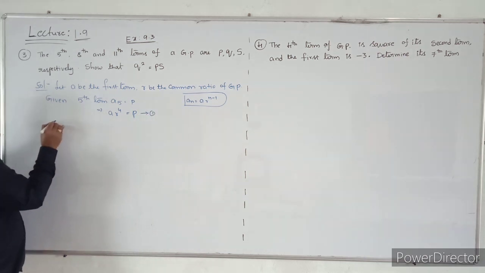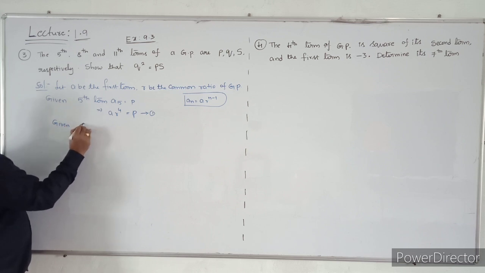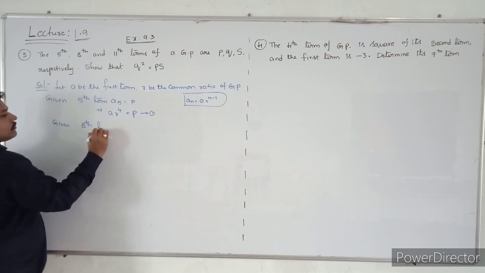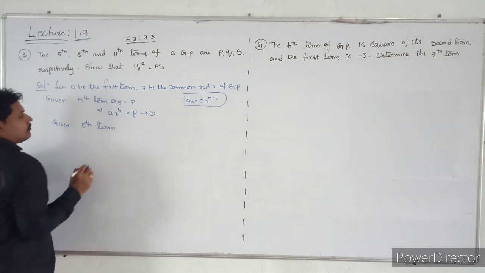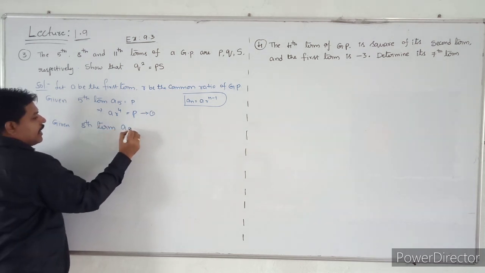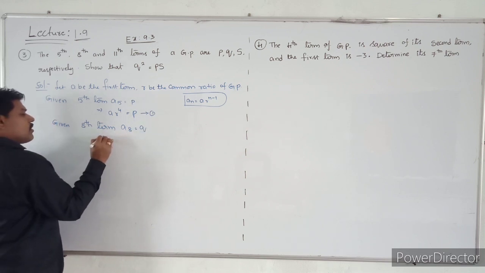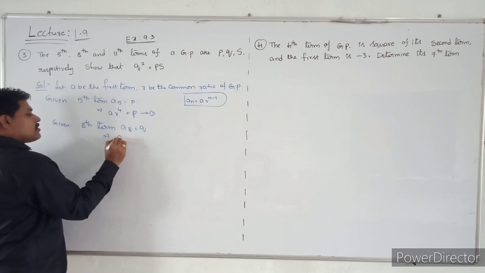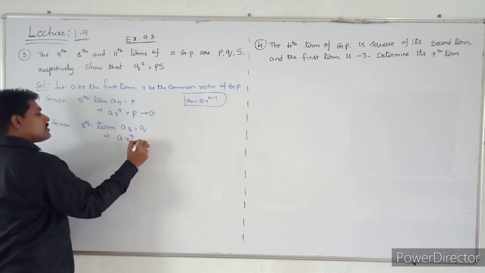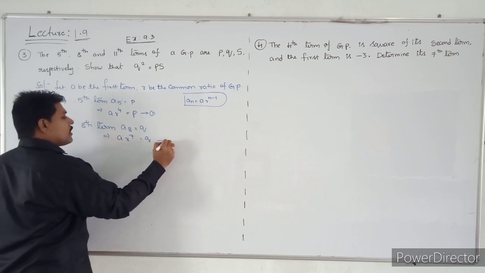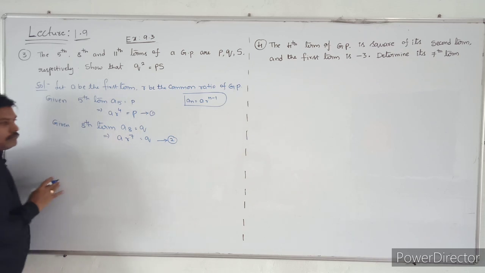They have given one more condition. In the question, the 8th term, that is A8, is equal to Q. What is the 8th term? It is A into R power 7, equal to Q. Take this as equation number 2.